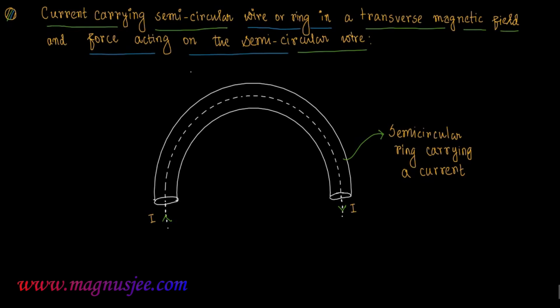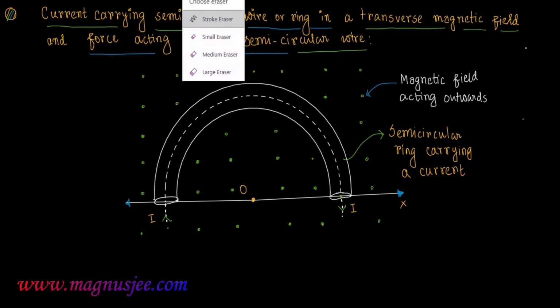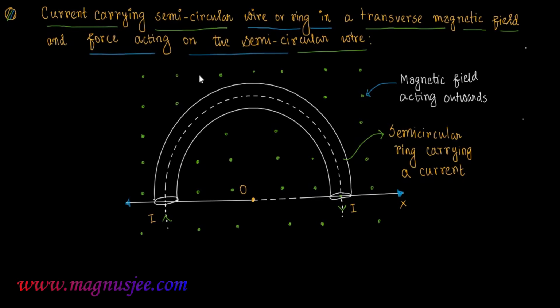Here I is the current which is flowing through this semicircular wire, and this semicircular wire is placed in a magnetic field which acts outwards. So we are denoting the transverse magnetic field by dot sign. That means this magnetic field induction or magnetic flux density acts outwards with respect to the plane of the semicircular wire.